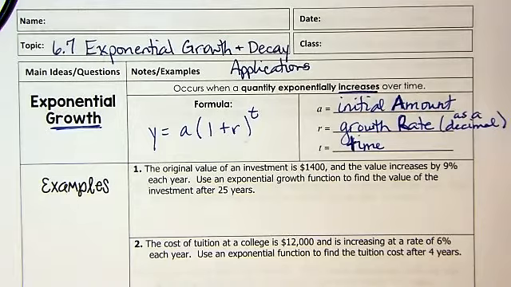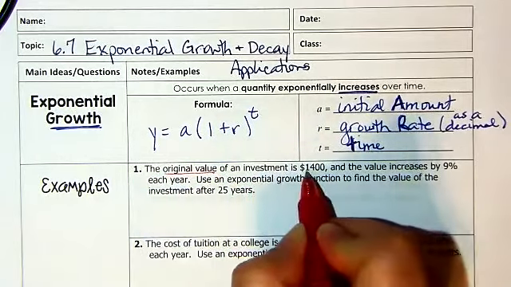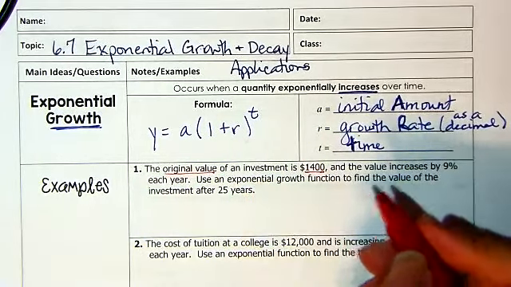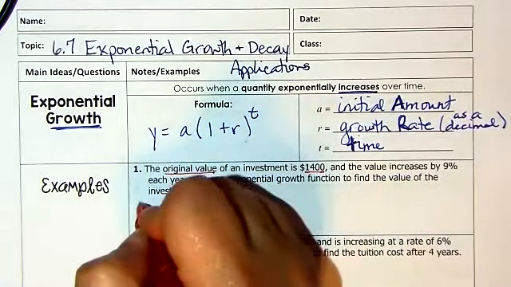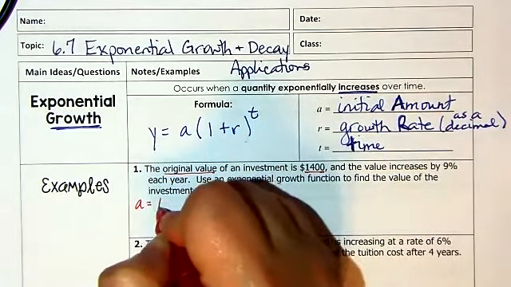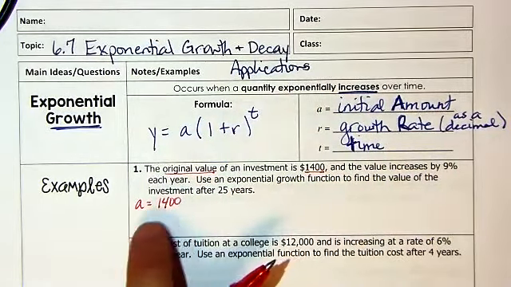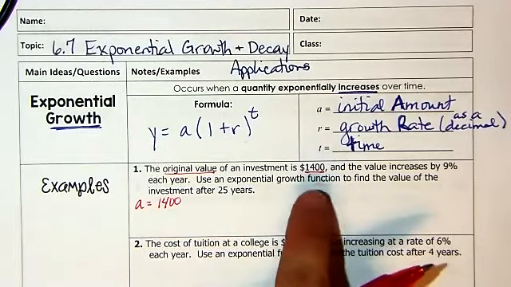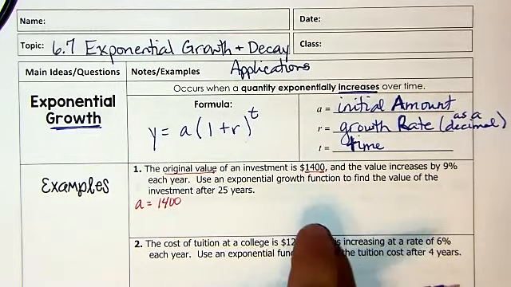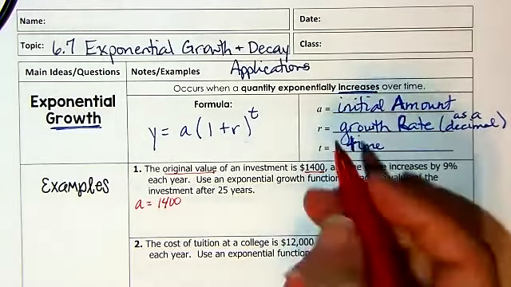All right, so here we go. Let's look at number 1. It says the original value of an investment is $1,400. So that information right there tells me my A, because original is the same as initial. So my A is 1,400. And yes, you have to write down what the A, the R, and the T are, plug in the information at the formula, and then we're going to punch it into the calculator and get our answer. You have to have all of those parts, not just the answer.